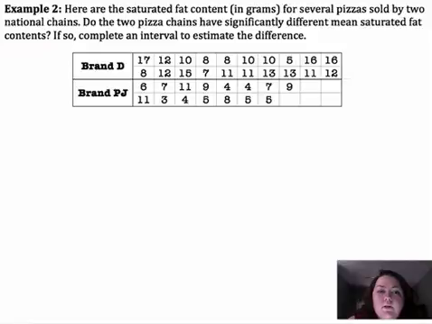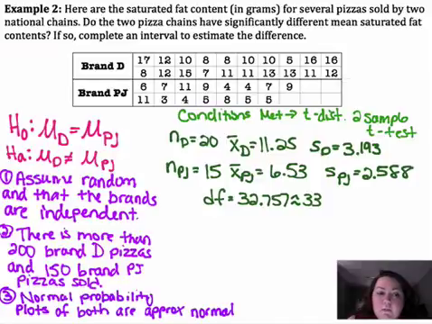So, example 2. Here are the saturated fat contents in grams for several pizzas sold by 2 national chains. Do the 2 pizza chains have significantly different mean saturated fat content? If so, complete an interval to estimate the difference. So, first I'm going to do a test. I'm going to set up my test, and if they are very different, I'm going to do an interval to figure out what the difference is.